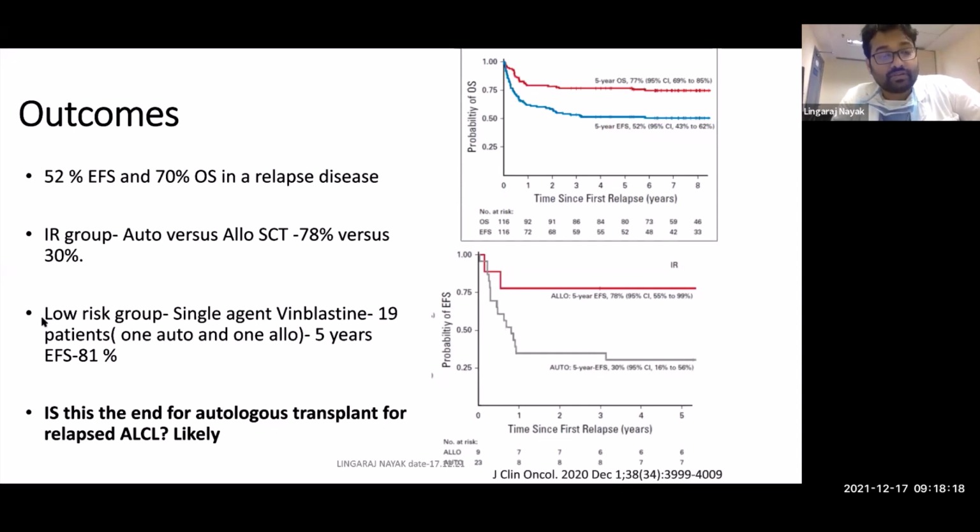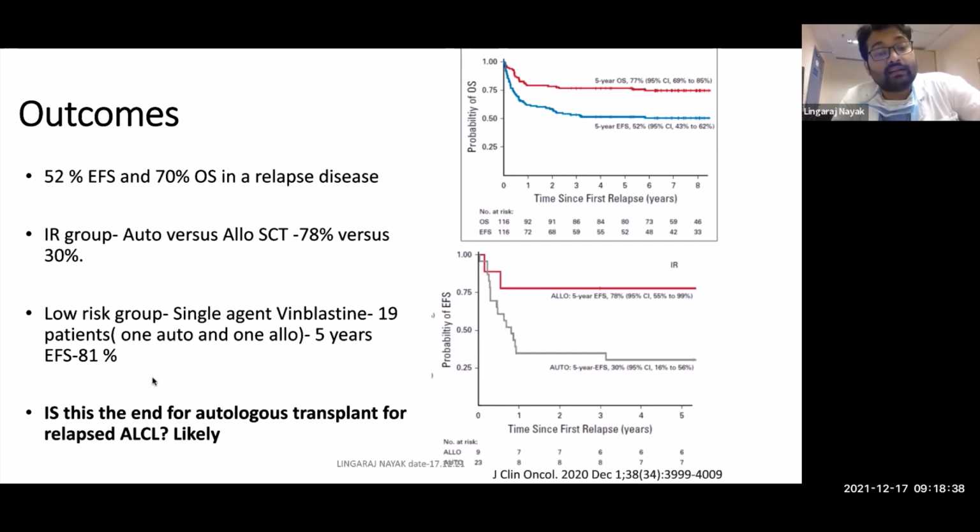And the third group, that is the low risk group, who received only single agent vinblastine, 19 patients, out of which 1 received auto and 1 allo, their 5-year survival is 80%. They didn't want to do any transplant, neither auto nor allo. So with only single agent vinblastine, the 5-year EFS is 80%. And this is the difference in the intermediate group. You can see auto versus allo.